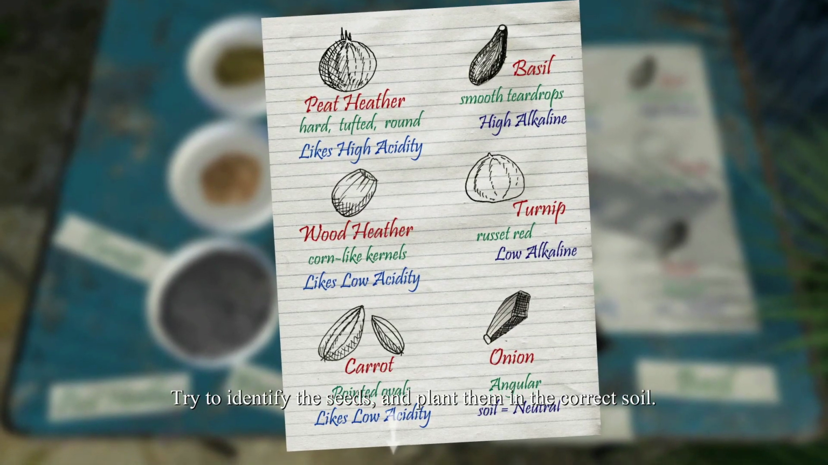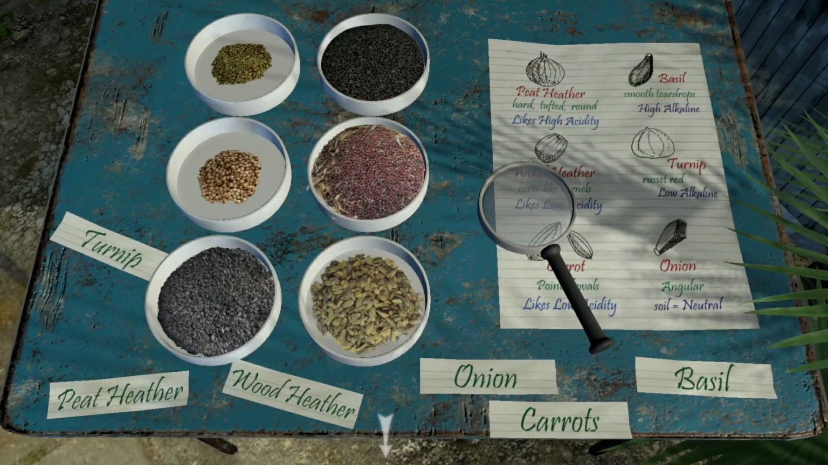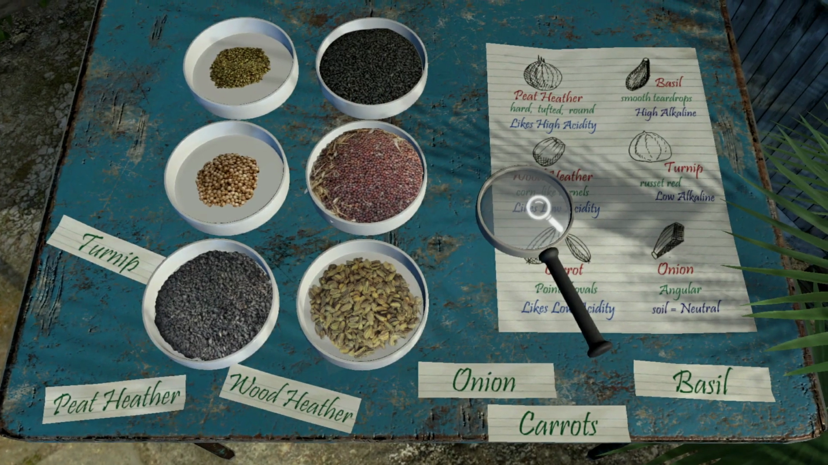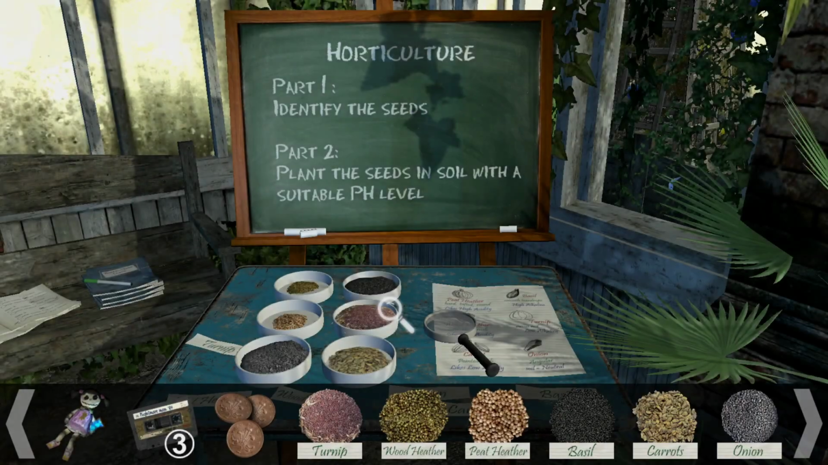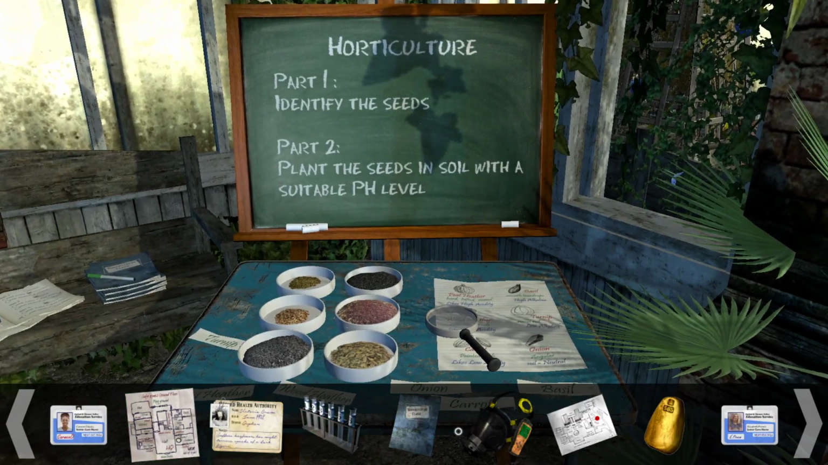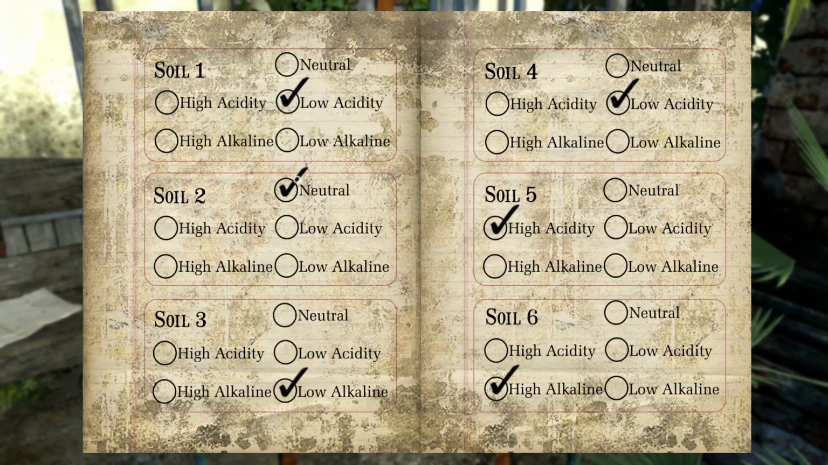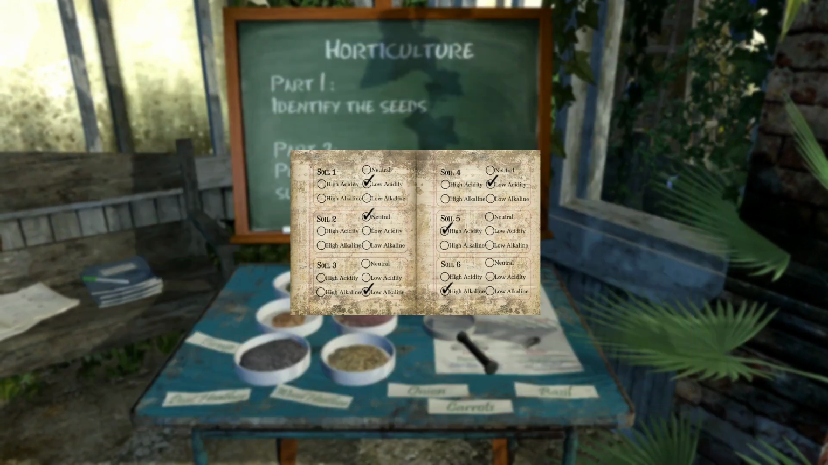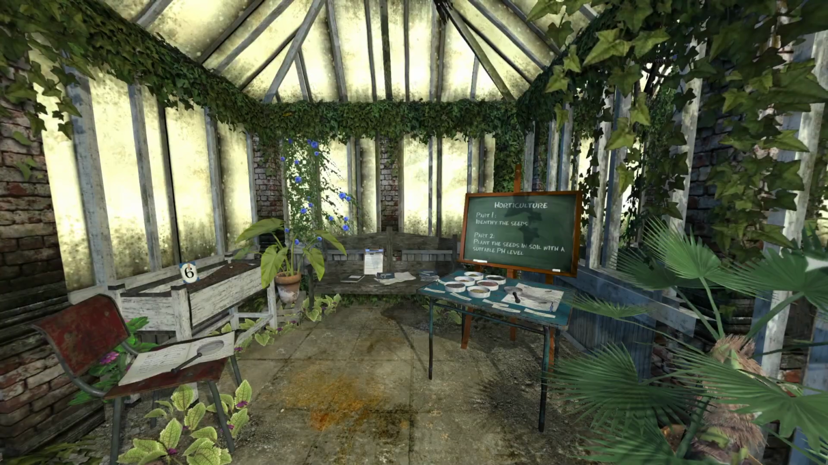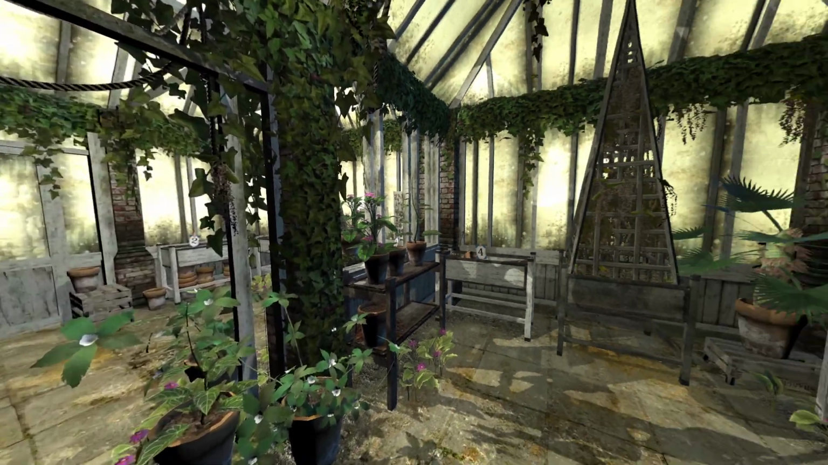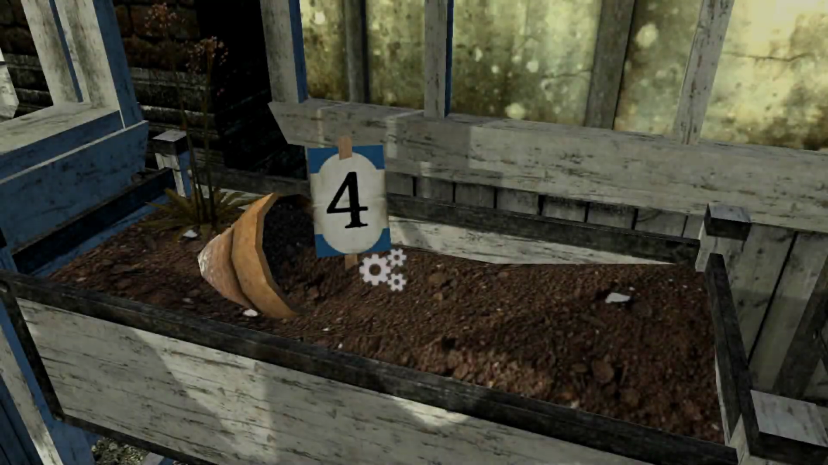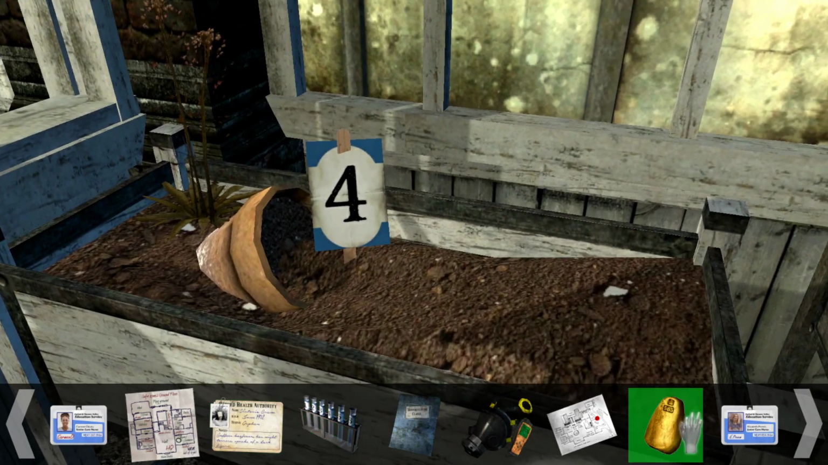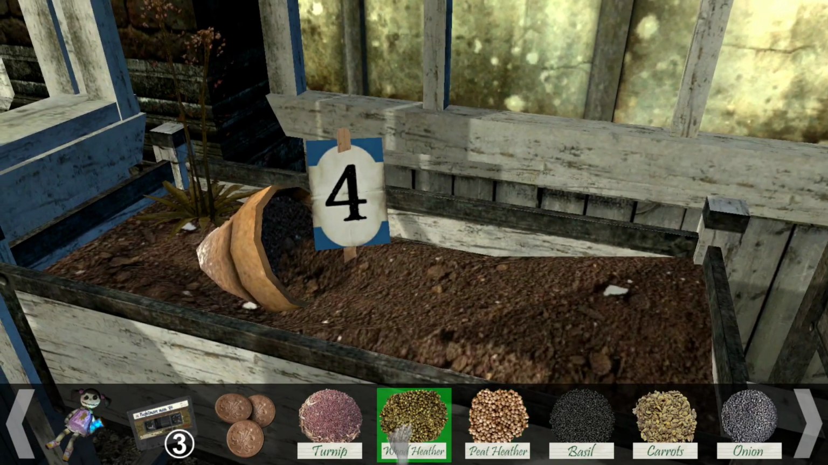Wood heather is low acidity. Wood heather. Wood. Low. Soil 4. Yep.